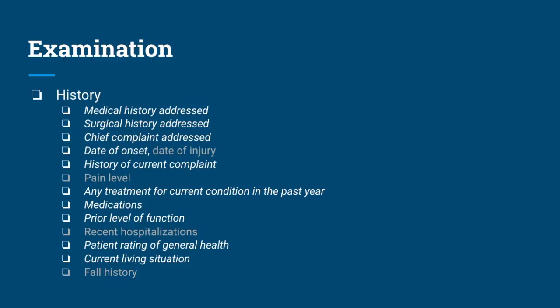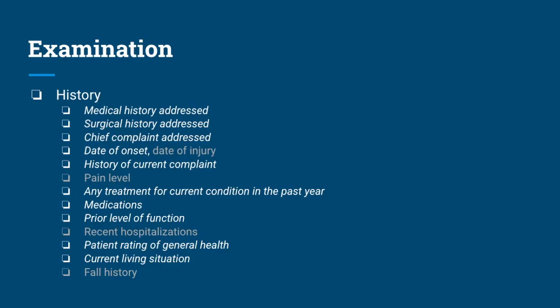You also want to include any treatments that the patient has had for this condition in the past year, and any medications they're taking. Again, medications can help establish a general medical picture of the patient, which can help establish medical necessity. You want to include their prior level of function, so what are you potentially trying to get back to, and how are they functioning now compared to how they were before this issue started.